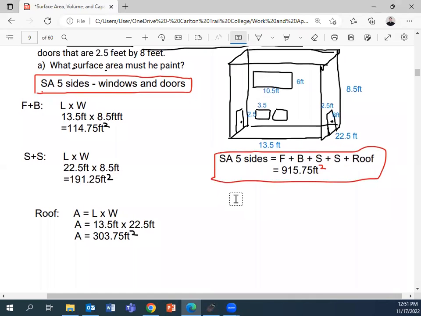First off, do we like the text better than the scribble? Yeah, it's a lot better. Okay, good.